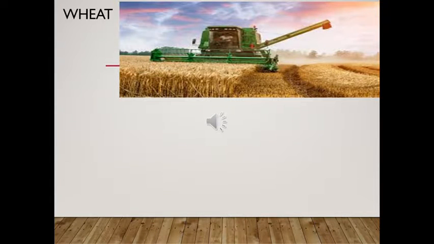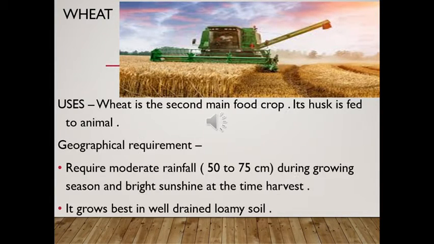Wheat. Wheat is the second main food crop. Its husk is fed to animals. It requires moderate temperature and rainfall during the growing season and bright sunshine at the time of harvest. It grows best in well-drained, loamy soil.